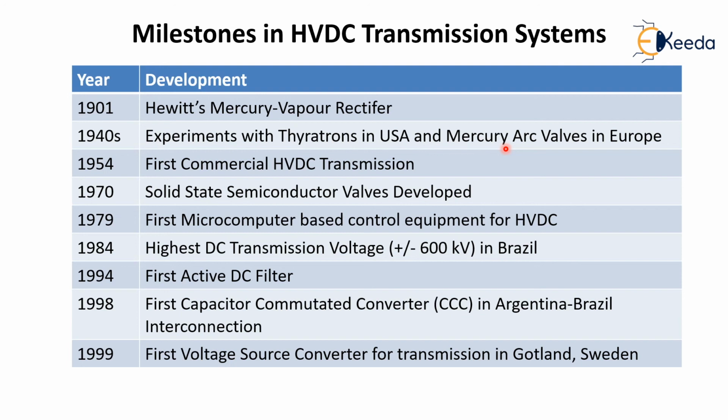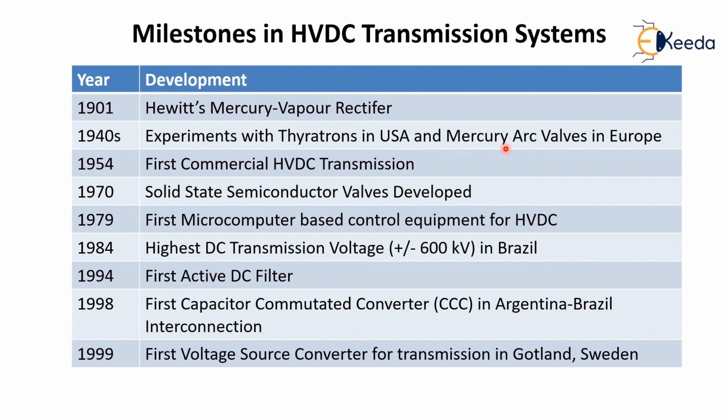In 1994, the first active DC filter was developed. In 1998, the first capacitor commutated converter was used in the Argentina-Brazil interconnection. In 1999, the first voltage source converter for transmission started in Gotland, Sweden. The voltage source converter for HVDC transmission is one of the important factors which we'll be discussing in the coming videos, because it is an important concept related to HVDC transmission.